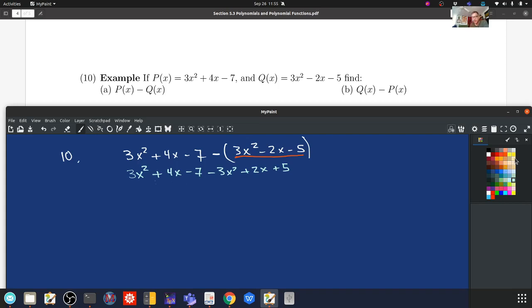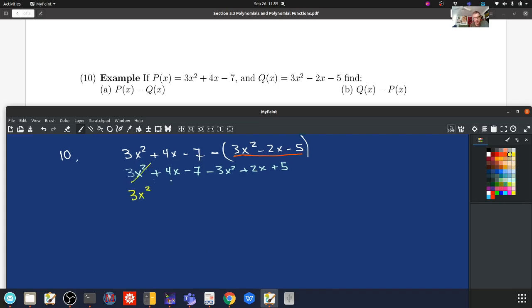And now we're going to go ahead and start the gathering and collecting of like terms. So I'm going to start with my 3x squared. It's a degree 2 term. Is there another degree 2 term? There is. It's right there. Minus 3x squared. We'll go on to my degree 1 term, just because it was next in line. Is there another degree 1 term? Yes, there is. It's 2x. Now I'm ready for my degree 0 terms.